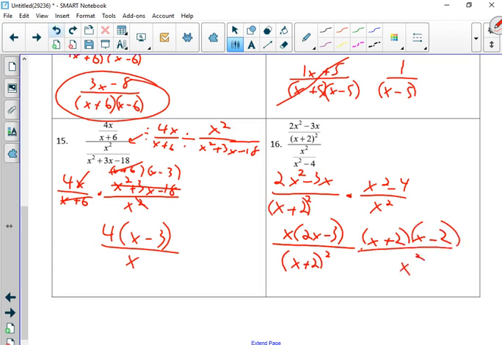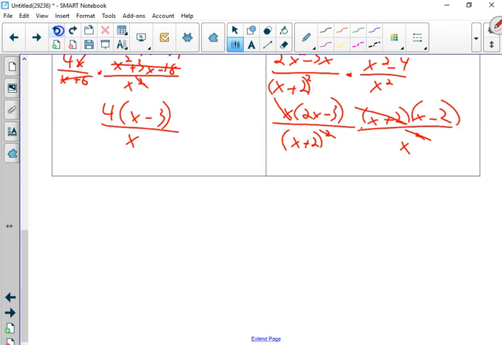And now the fun begins. This x plus 2 will cancel with one of those x plus 2's. This x will cancel with one of those x's. So what am I left with? Well, on the top, I have 2x minus 3 over x minus 2. On the bottom, I have x times x plus 2. And that's it.